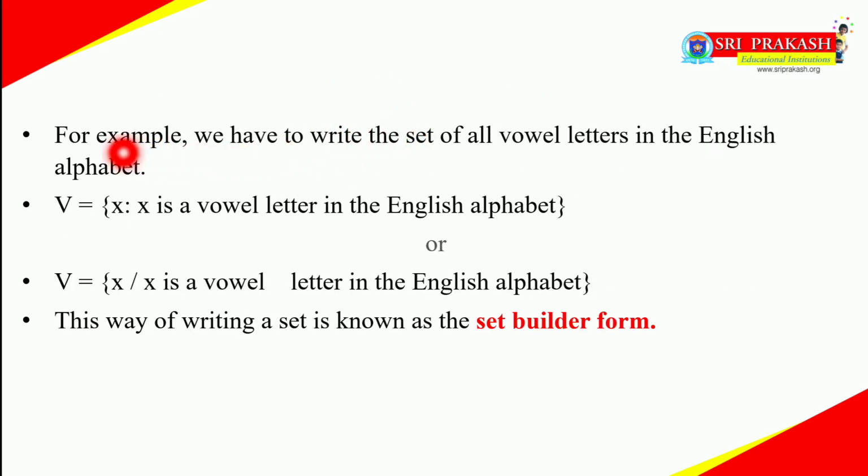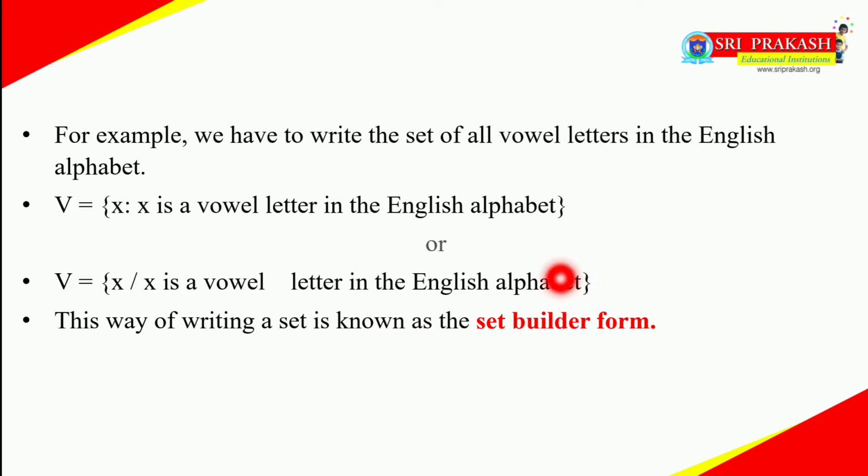There is another way of describing a set. For example, we have to write the same set of all vowel letters in the English alphabet. We can also write that one as {x such that x...}. For the "such that" symbol, we can use the semicolon or slash: {x such that x is a vowel letter in the English alphabet}.